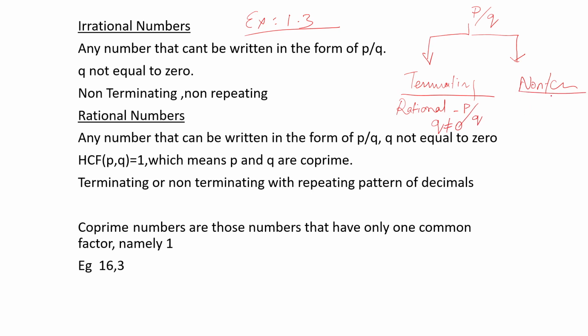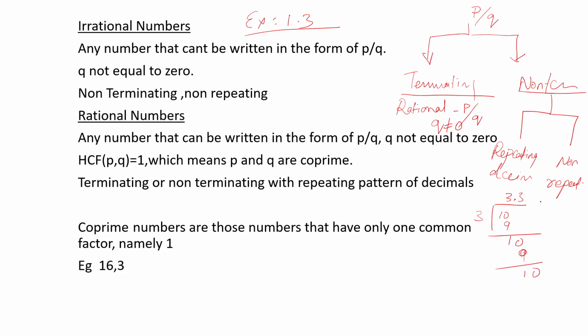If it is non-terminating, then there can be two possibilities. One is a repeating decimal, and one is non-repeating. Suppose I am dividing 10 by 3: 3 3s are 9, then 1, 0, point, 3 3s are 9, and again 1, 0, then 3. This will keep on going. So this is non-terminating, but it is repeating. So it can be in this form also.